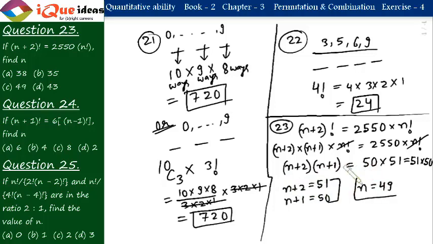Otherwise you could have also made a quadratic equation and solved, but that would have been a really difficult task. So better is to use this process, that better is to use factorization of this number. Okay.